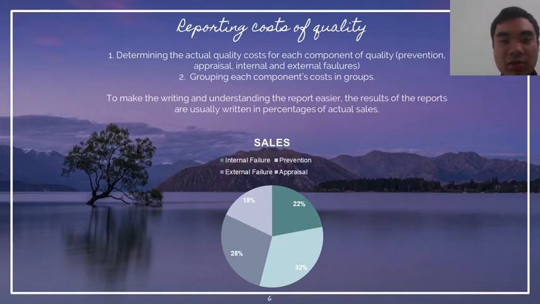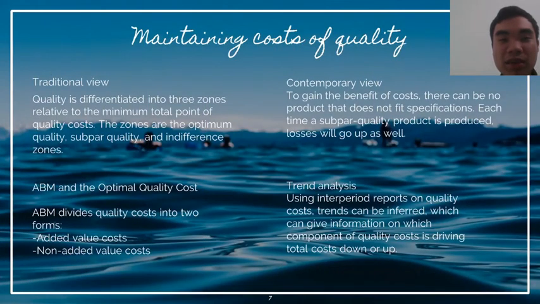After managers know the cost of quality which results from their products, they would then want to maintain the cost of quality. To maintain the cost of quality, there are two views. The first is the traditional view, that is, quality can be differentiated into three zones relative to the minimum total point of quality cost. The zones are the optimum quality, subpar quality, and indifference zones.